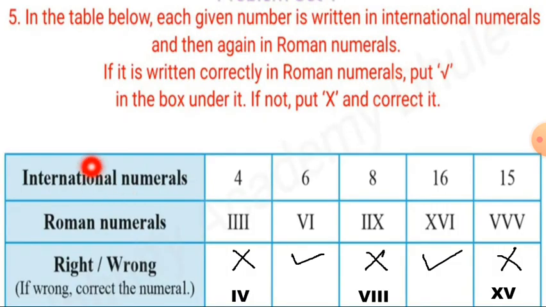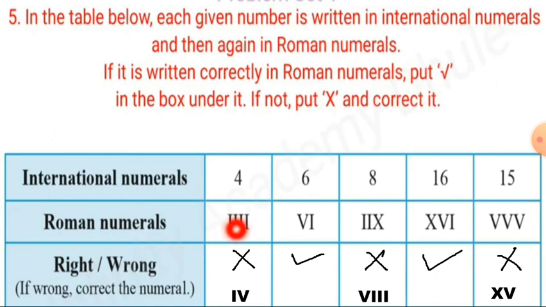This is the way only students you have to draw the column in your notebook. First will be international numerals. What are written? 4, 6, 8, 16 and 15. Then the Roman numerals are written. But students, here we have to see whether these Roman numerals are written correct or not. So the first international number is 4, and how Roman numerals is written?